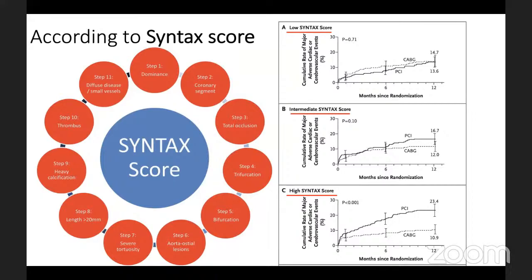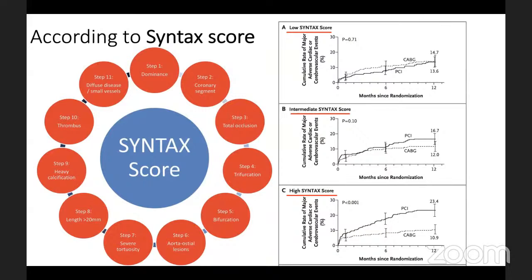According to the classification, they classify it into three categories. Low SYNTAX score, which is any number between 0 to 22. Intermediate SYNTAX score, which is 23 to 32. And high SYNTAX, which is any score of 33 or more.